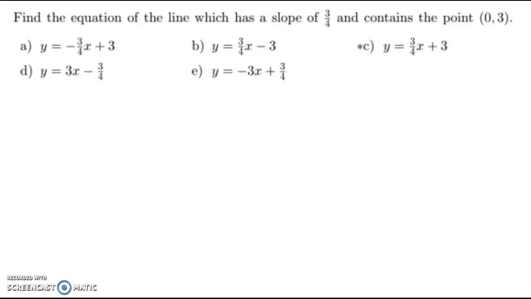Hi everybody, this is CR number 23, helper video number 4. It says find the equation of the line which has a slope of 3/4 and contains the point (0, 3).